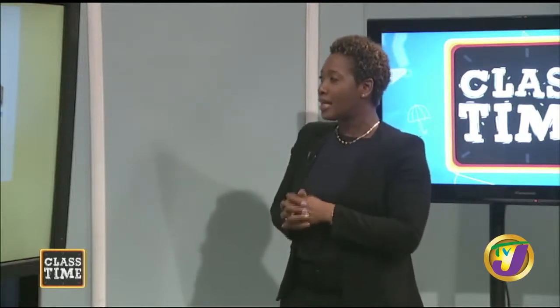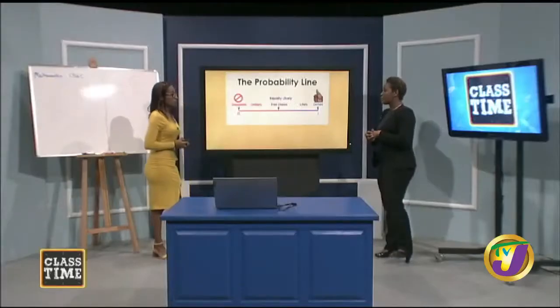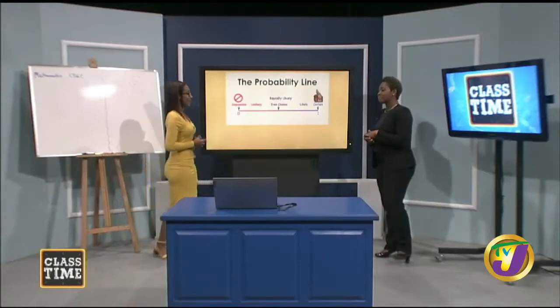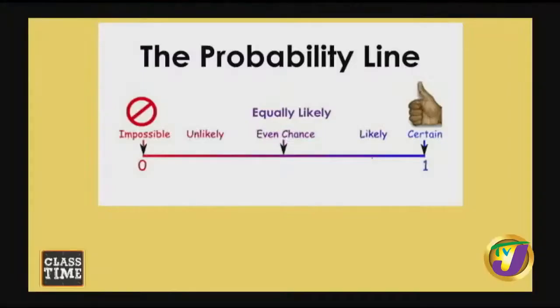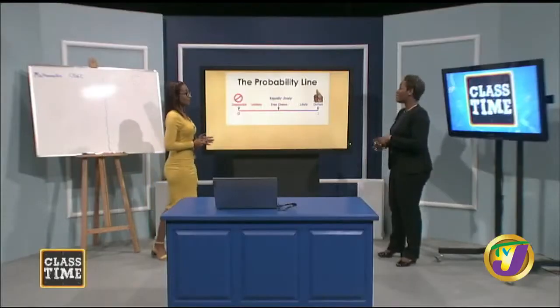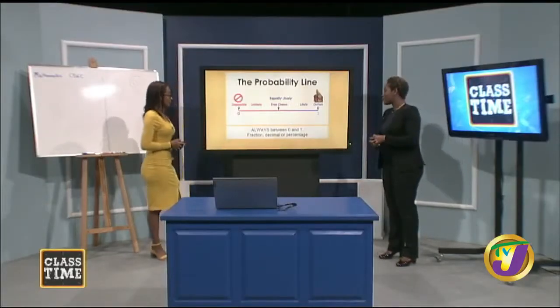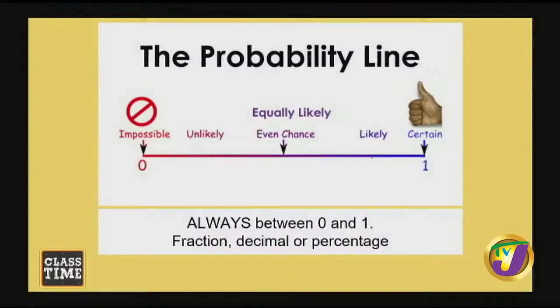Then you have likely to happen. It's likely that I'm going to eat today. Yes, it is very likely. And certain, we all must die. Certain, 100%. It would be 1. The probability of death is 1. So probability is always between 0 and 1. You can represent probability as a fraction, decimal, or percentage.